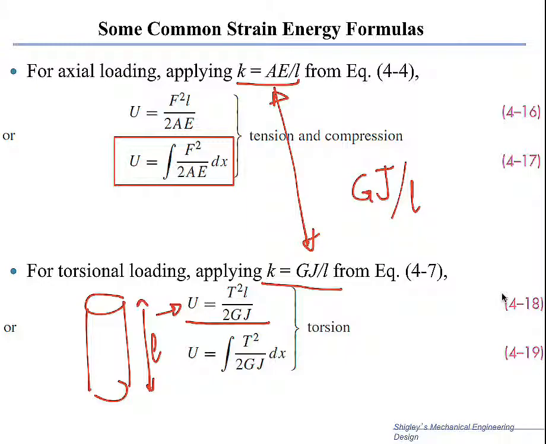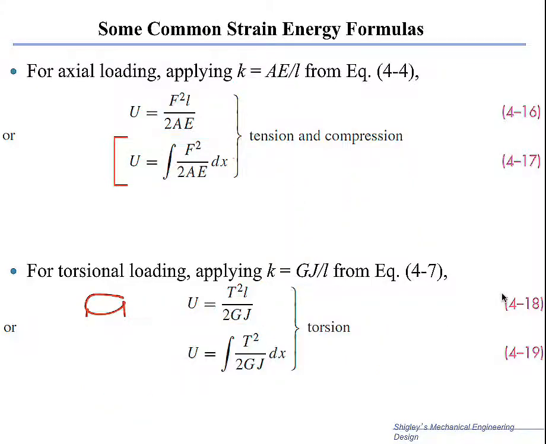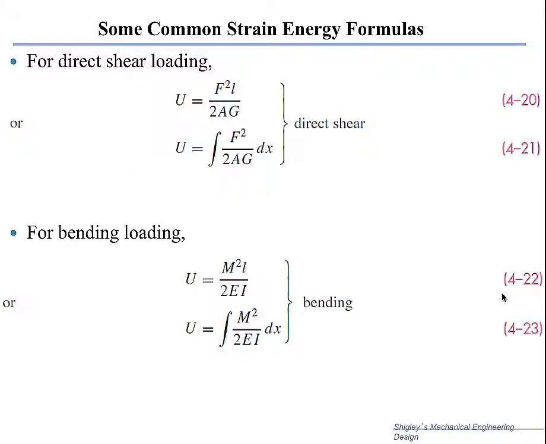Or if we take L to be very small, it would be dx, and then we integrate over x. We then get a more general form of the energy stored in torsion, that is the integral of T squared over 2GJ dx. So there's a similarity here.